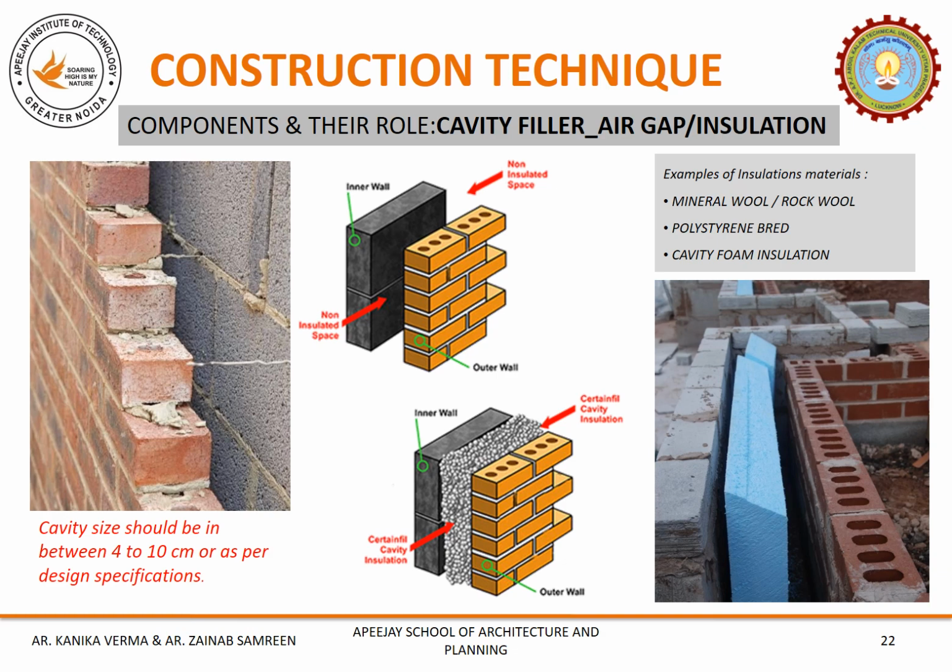The insulation can be of various materials, from basic mineral or rock wool to polystyrene braid or thermocol. They have various properties to resist heat or dampening sound or resisting fire depending on the function specified for cavity wall construction.